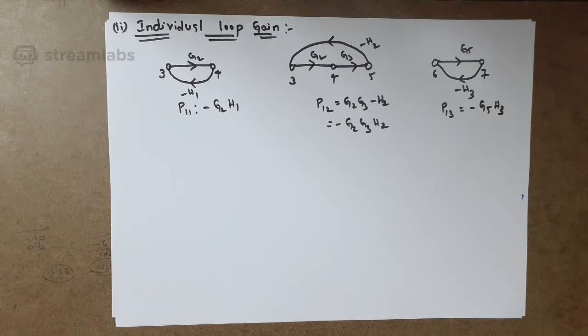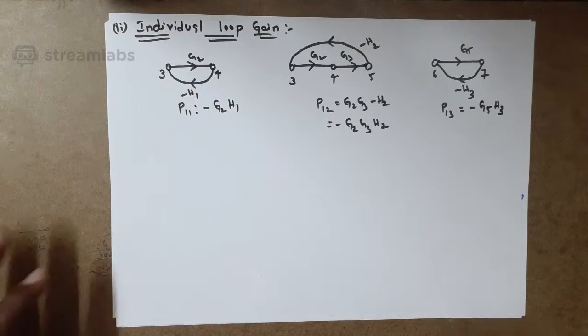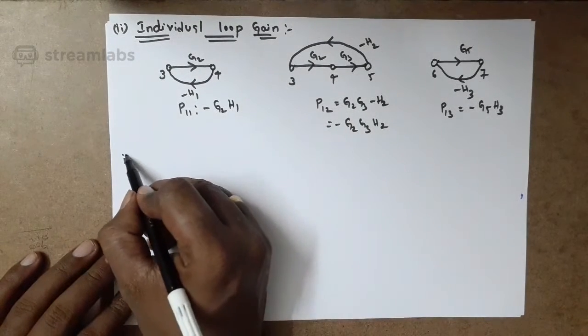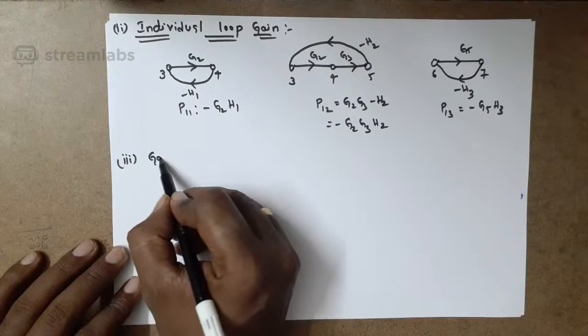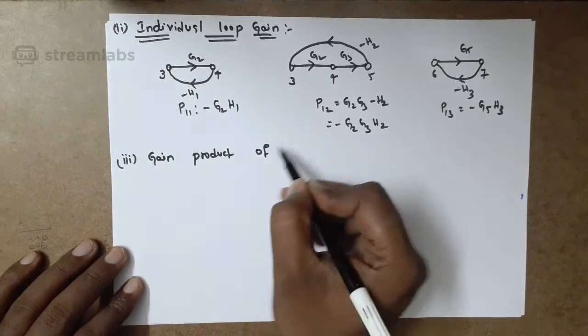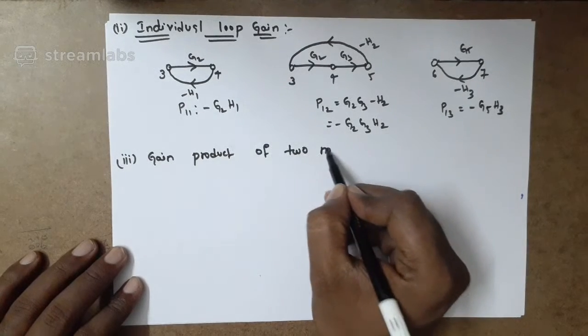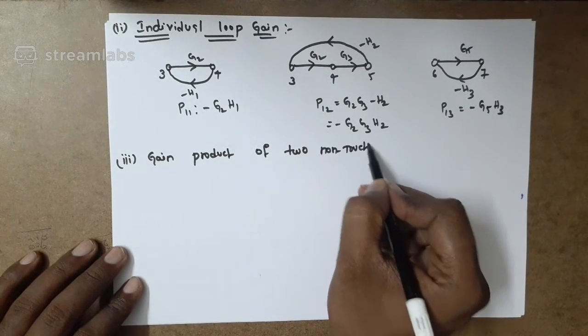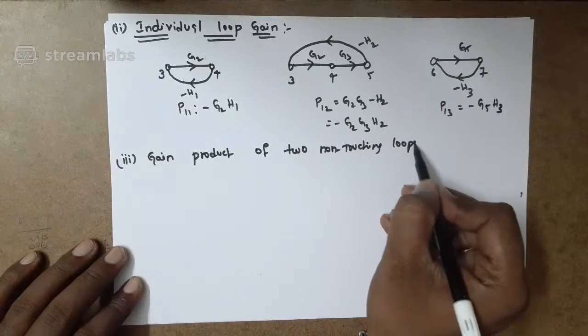Next step is we are going to find the gain product of two non-touching loops.